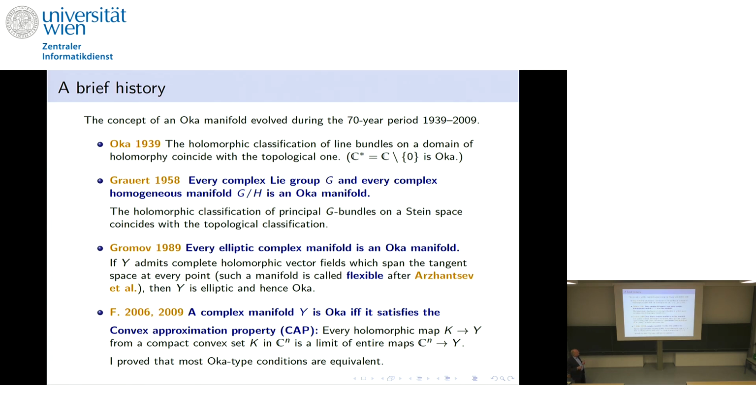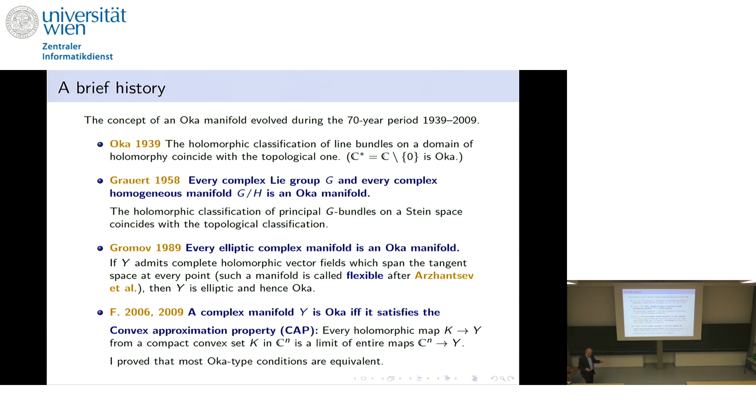In particular, he introduced a condition that he called ellipticity. In fact, he introduced several ellipticity conditions, but I'll show you what this condition is on the next slide. So he introduced a class of manifolds that he called elliptic, and they're all Oka. In particular, this second condition is easier to imagine. If you have a manifold which admits many complete, C-complete holomorphic vector fields, by many, I mean that they span the tangent space pointwise at every point, such a manifold is now called flexible. This condition was introduced more recently by Arzhantsev and several other authors.